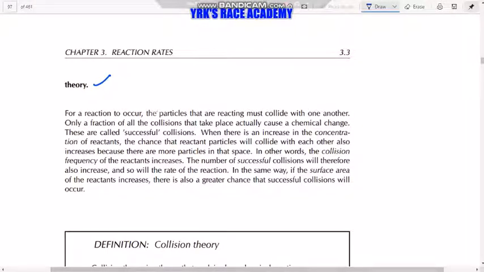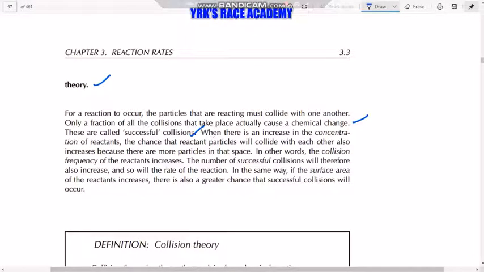For a reaction to occur, what will happen? There is an important factor, which is collision between the particles. So the particles that are reacting must collide with each other. Only a fraction of all the collisions that take place actually cause chemical change. According to this theory, these are called successful collisions or fruitful collisions.